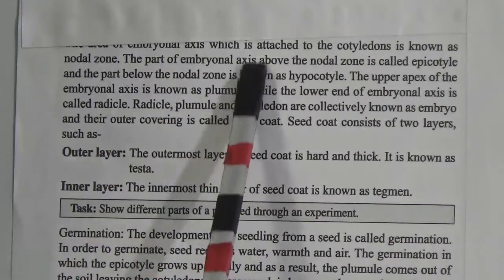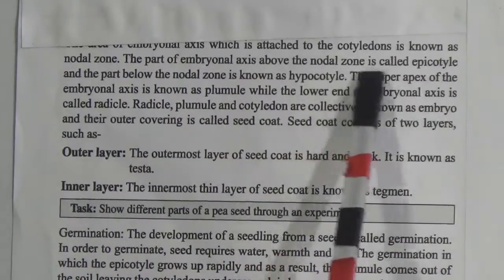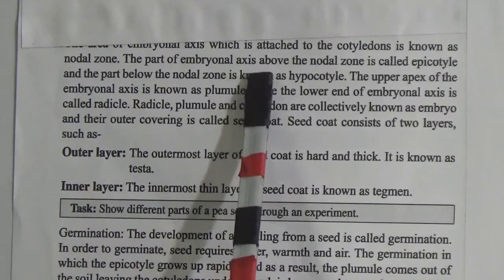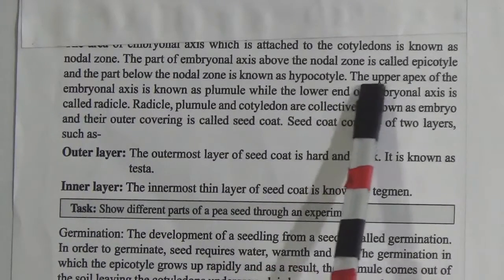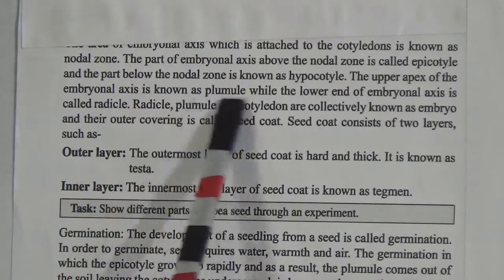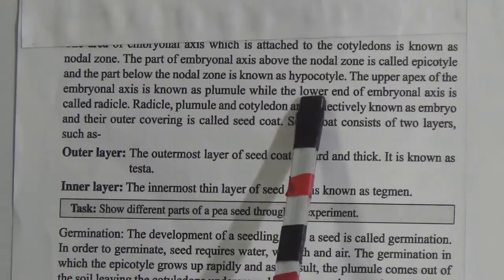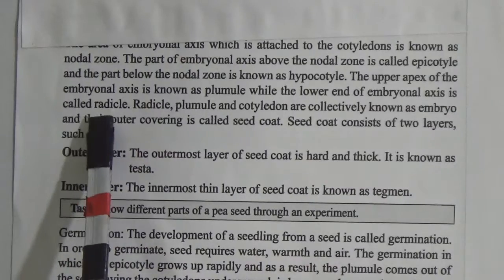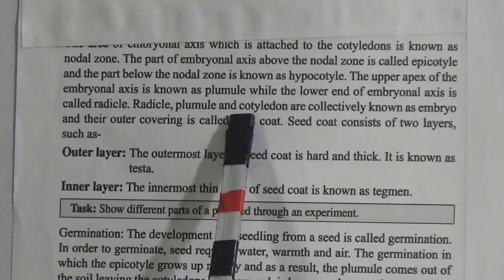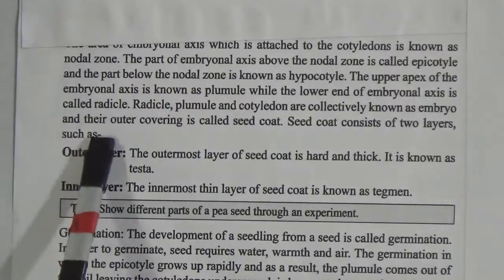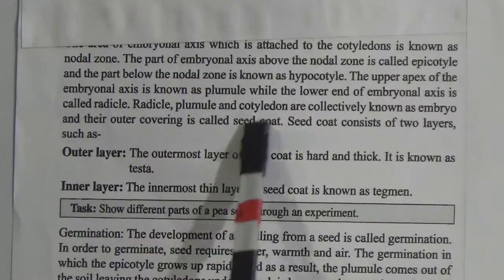The part of the embryonal axis above the nodal zone is called epicotyl, and the part below the nodal zone is known as hypocotyl. The upper apex of the embryonal axis is known as the plumule, while the lower end of the embryonal axis is called the radicle. Radicle, plumule and their cotyledons are collectively known as the embryo, and their outer covering is called the seed coat.